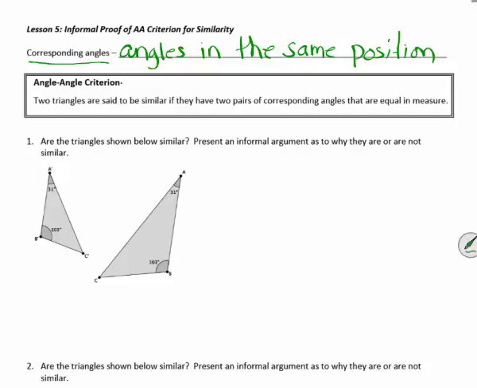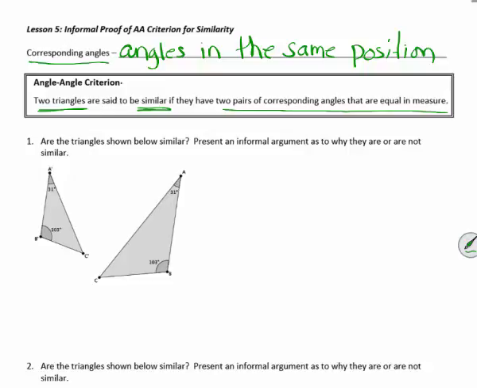All right, so angle criterion. Criterion, fancy word for criteria, meaning the plural of it, but it just means what has to happen, what are the rules? So two triangles are said to be similar if they have two pairs of corresponding angles that are equal in measure. So the angles have to be equal to each other. They can't be different numbers, they have to be equal, congruent, whatever you want to say.